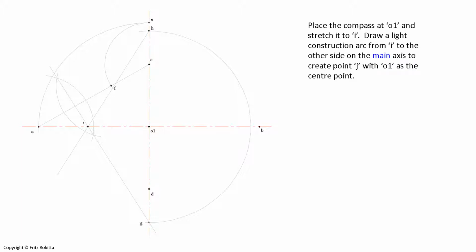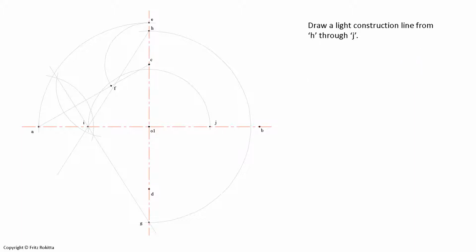We place our compass now at point O1 and stretch it to point I on the main axis and draw a light construction circle from point I all around to the other side of the main axis towards point B. And we will now label that intersection of the construction arc point J. Now we will use our ruler and draw a light construction line all the way from point H through point J to duplicate what we did in the previous step from H to I. And we now have an extended light construction line from point H through point J.